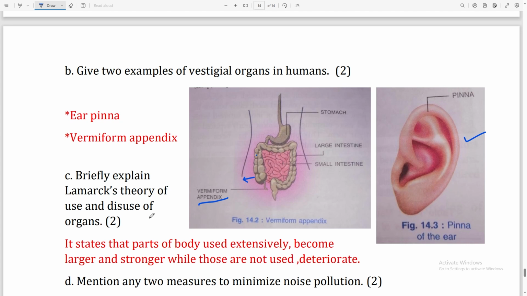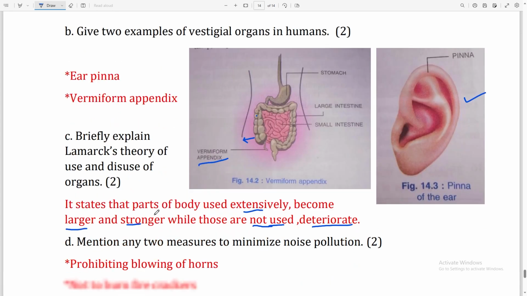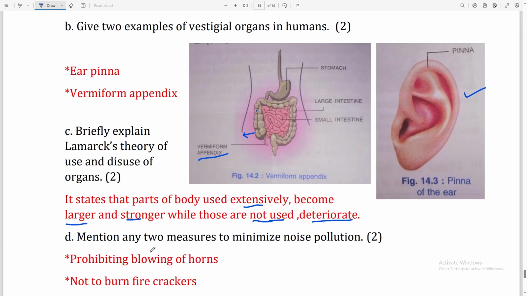Briefly explain Lamarck's theory of use and disuse of organs. It carries 2 marks. So what is the law? It states that parts of body used extensively become larger and stronger, while those that are not used deteriorate. It carries 2 marks. Mention any 2 measures to minimize noise pollution. So you have to mention 2 measures, means 2 points. So 1 point, prohibiting blowing of horns. 2nd point, not to burn firecrackers. You can write any other points, those are valid.